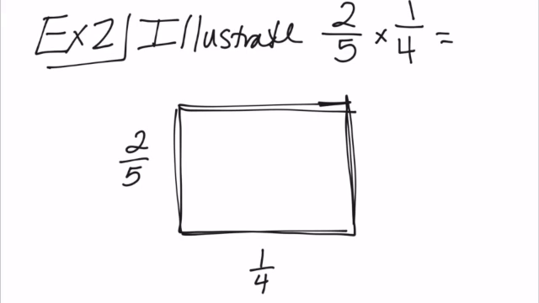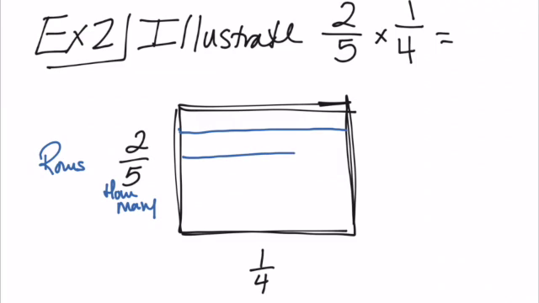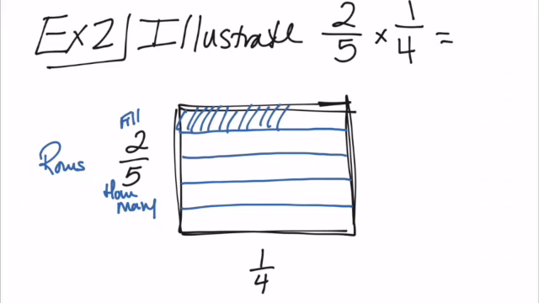Remember, our first fraction over here is going to be our rows. And 5 is going to tell us how many. Okay, how many? So I'm going to make 5 rows and try to make them pretty equal. 2, 3, 4, 5. And the top number tells us how many to fill in. So I'm going to fill in 2. I'm going to go down here. And I'm not wasting time coloring them in all the way. I'm just shading them in enough so you can see.